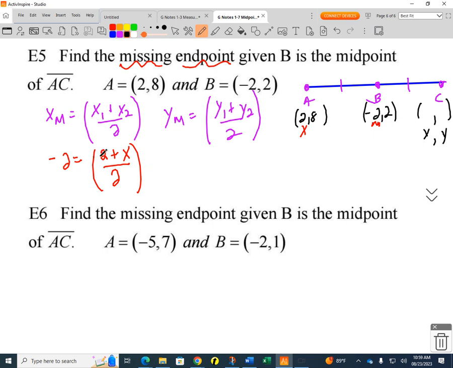And now we're going to solve. So if this is divided by 2, we're always going to multiply both sides by 2, and it's always going to get rid of that bottom 2. So now we have negative 2 equals 2 plus x. I'm squeezing mine in. So we're going to subtract 2 from both sides. And now we know that the x-coordinate that we're missing is negative 4. So that is the x-coordinate here.